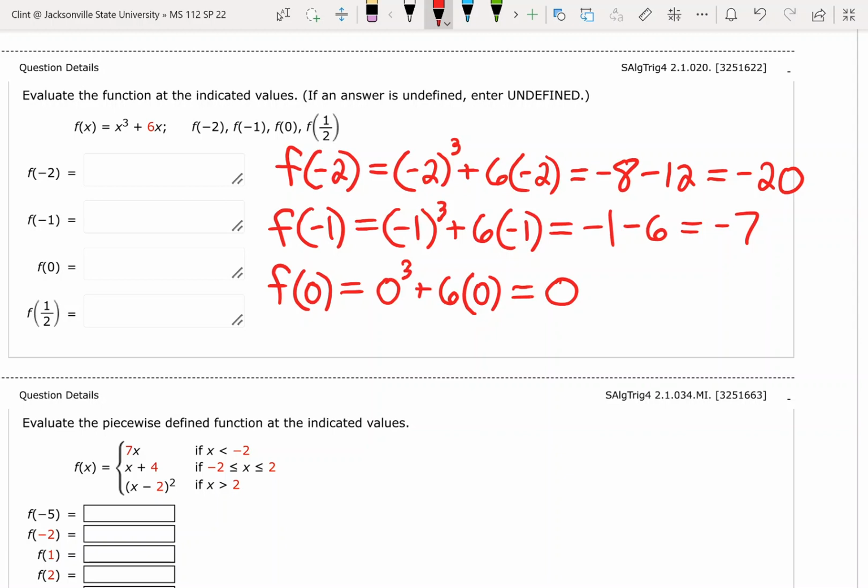Don't worry about the fraction one. You can do it in the calculator. Or, I mean, you can do it without a calculator too. But I'm not going to throw you a fraction in there that you have to do. Okay. Questions on that one? Okay.